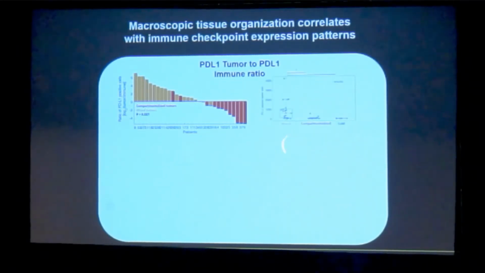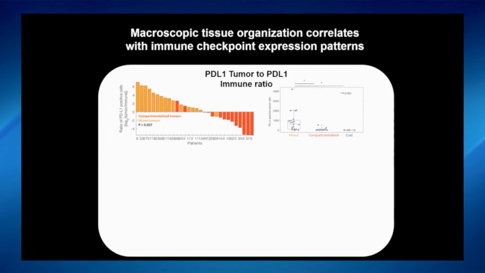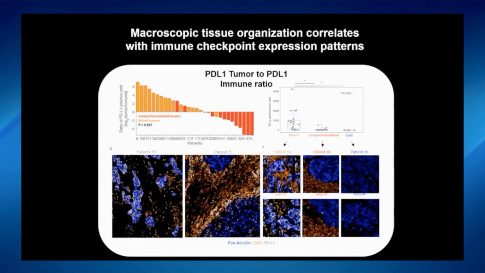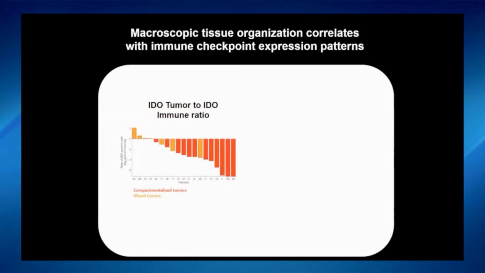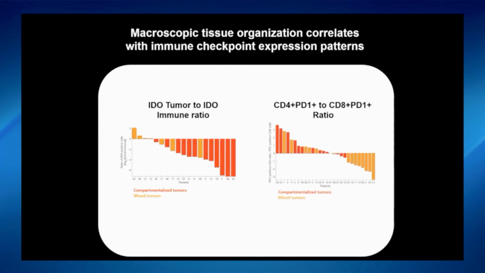As a matter of fact, if we calculate all of the number of PD-L1 positive tumor cells and compare it between mixed and compartmentalized, you can see there's a very big difference in tumor PD-L1 positivity between mixed and compartmentalized. Similarly, we also saw that IDO positivity in immune cells is strongly biased towards being in compartmentalized histologies rather than mixed histologies.